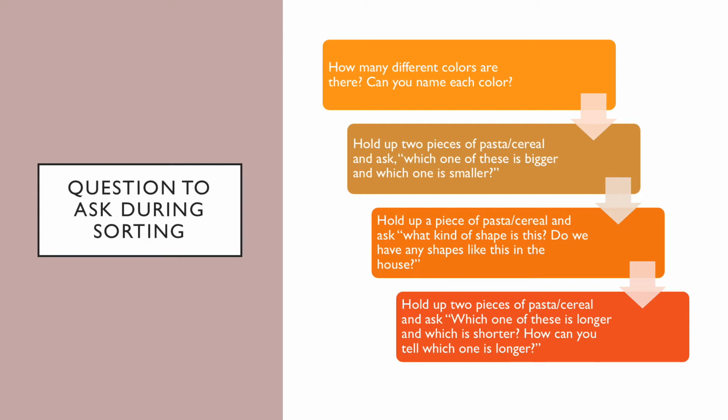You can hold up 2 pieces of pasta and cereal and ask which one of these is bigger, which one is smaller, how do you know which one is smaller? And you could hold up different pasta and cereal and ask what kind of shapes are they? Do you have any shapes like these in the house, or can we find a shape that's similar to this?